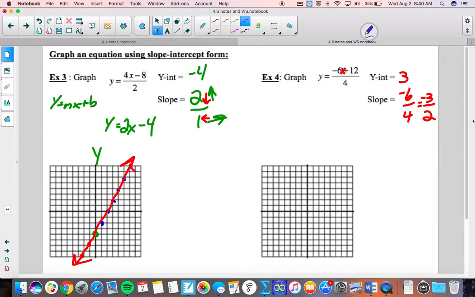So let's plot our y-intercept. The y-intercept is +3, so on the y-axis we go there. And now we're going to move down 6, right 4, or down 3, right 2. Down 3, right 2.